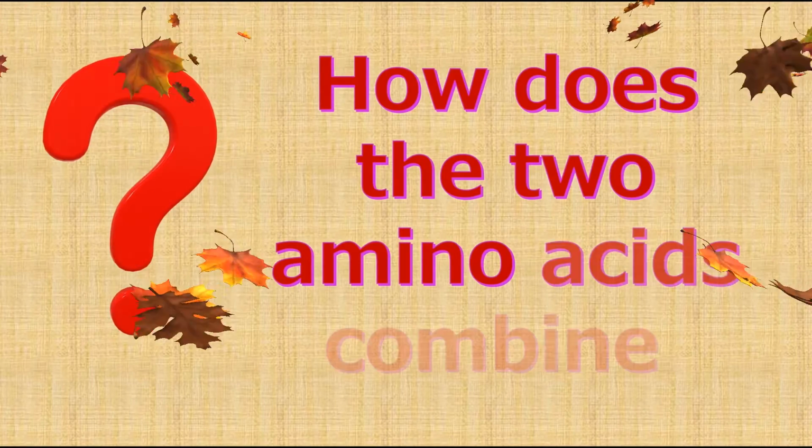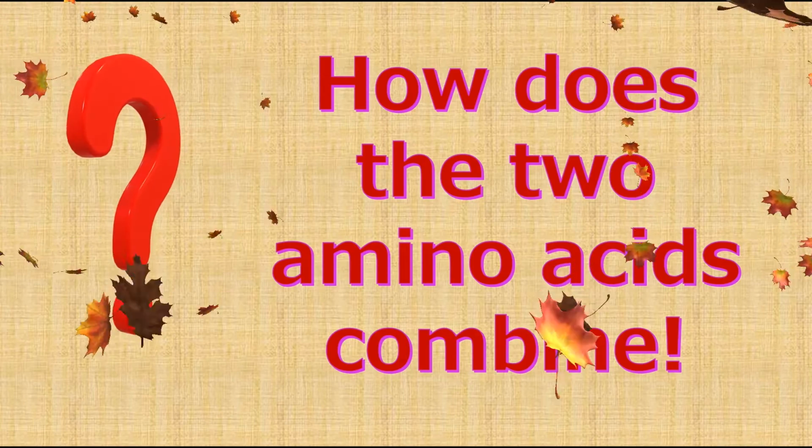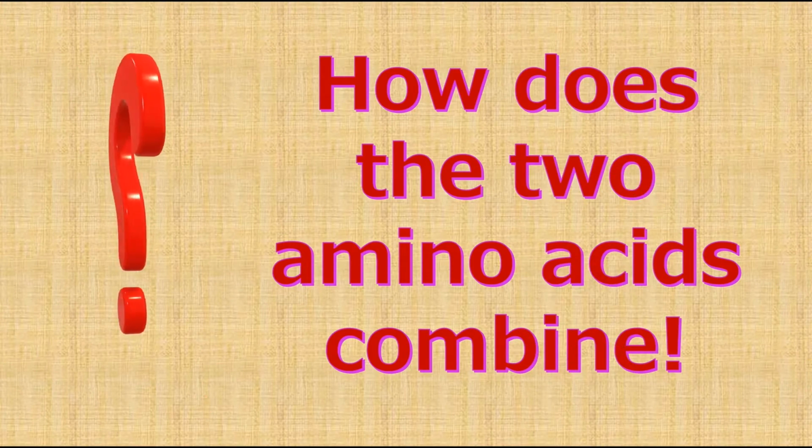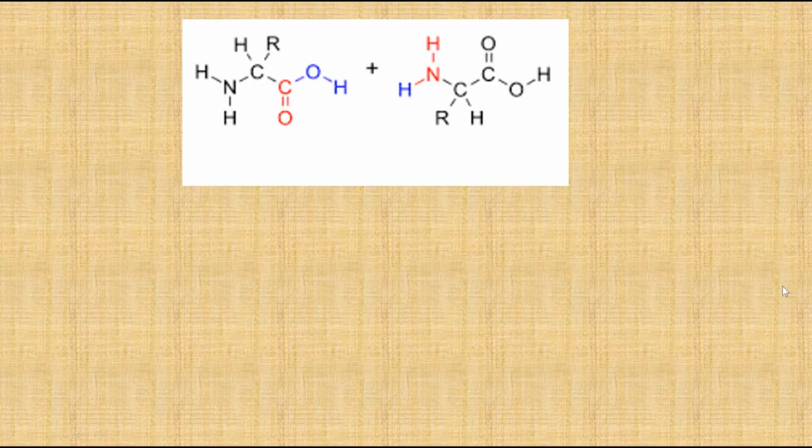Now, how do two amino acids combine together? Let's see that. If you take two amino acids, for example, this one is the first amino acid, it has an amino group, a carboxyl group, hydrogen, and any R group. And we take a second amino acid, you can notice a similar structure: this is the amino group, this is the carboxyl group, this is the R group, and this is the hydrogen. So we bring the two amino acids together, then think what can happen.